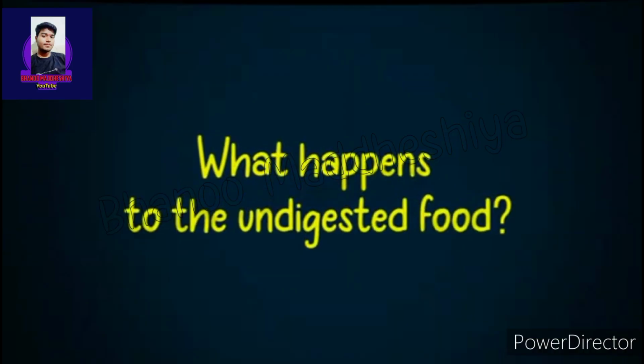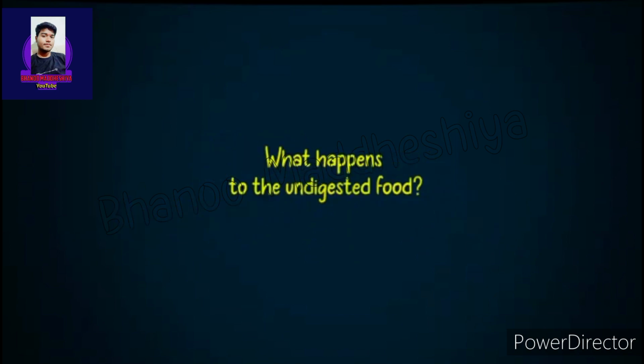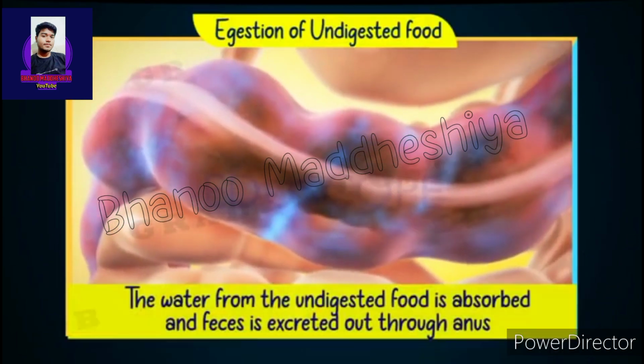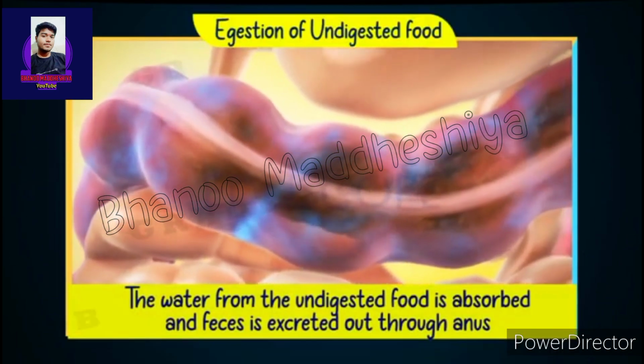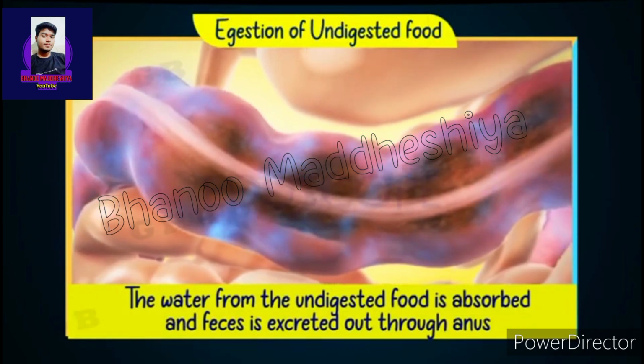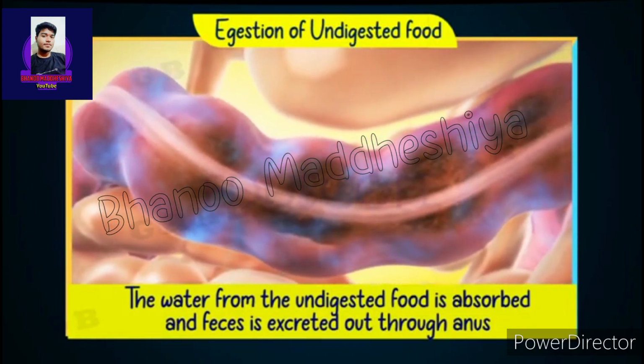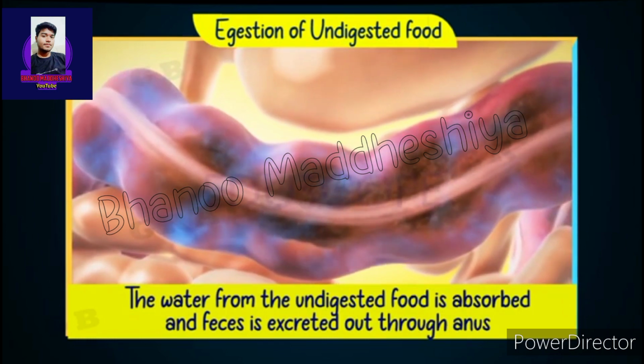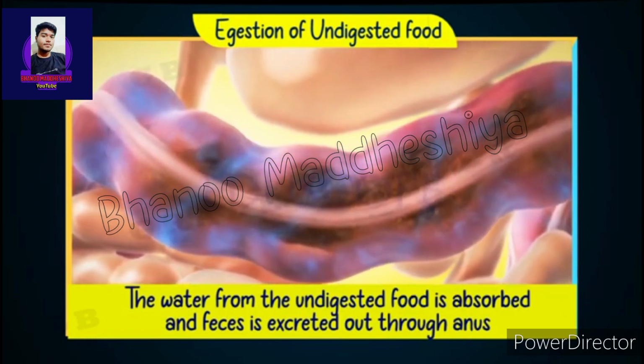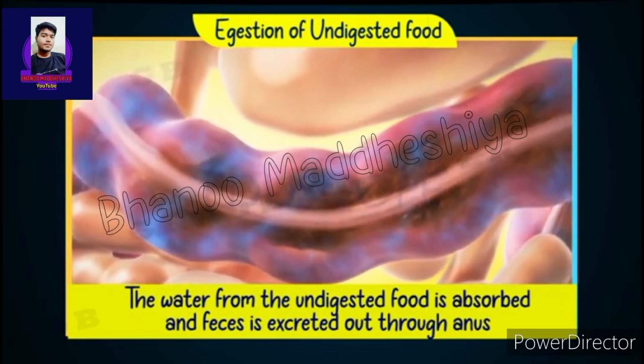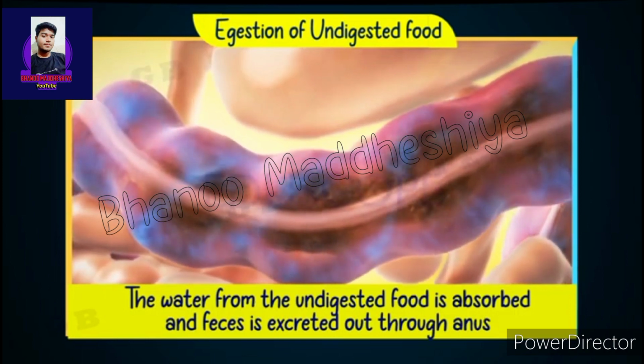Now, what happens to the undigested food? The undigested food passes into the large intestine. Here the water is absorbed into our blood and the remaining solid waste becomes into feces and finally excreted out through anus. This is all about our human digestive system.